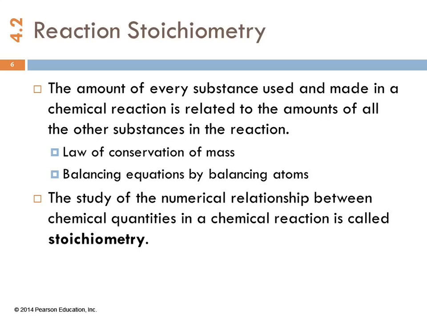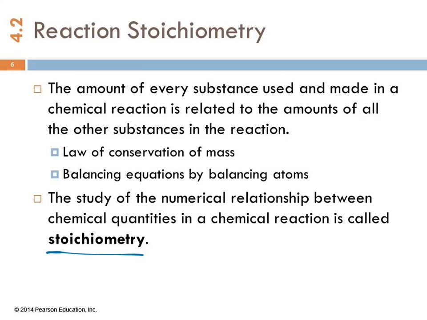Chemicals react based on numbers of molecules and atoms. It's particles, and it's exact. This many atoms to this many atoms, they'll combine and form a specific number of molecules. And here's a fun word, stoichiometry. Stoichiometry is the study of the numerical relationships between chemical quantities. And so that's what we're going to look at.